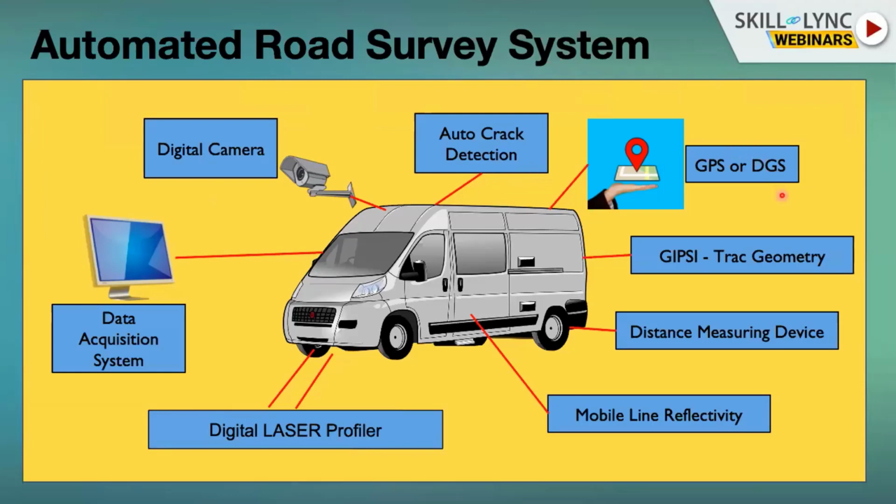And we have the GPS. There is a setup called Gypsy Track, which is a combination of different sensors like accelerometer and gyroscope, which help you to capture the geometric parameters of a road. We also have the distance measuring device, which will measure the longitudinal distance. And we have the mobile retroreflectivity unit, which will help you to assess the performance of the pavement markings. And there is a digital laser profiler. This is used to measure the roughness.